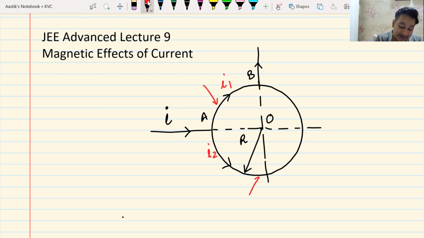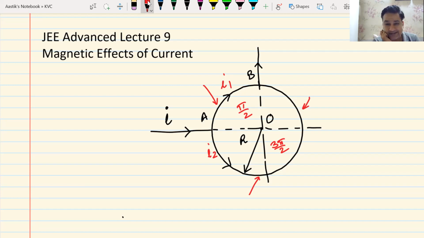But here the current is less, but the length of the loop is more. Yes or no? The length of this loop is 3 pi by 2. The length of this loop is pi by 2. The resistance also depends on the length. The pi by 2 length has 3 times less resistance than the 3 pi by 2 length. Yes or no? Yes, sir. That means whatever magnetic field the pi by 2 part will create, the same magnetic field but in the opposite direction will be created by the 3 pi by 2 part. Yes or no?